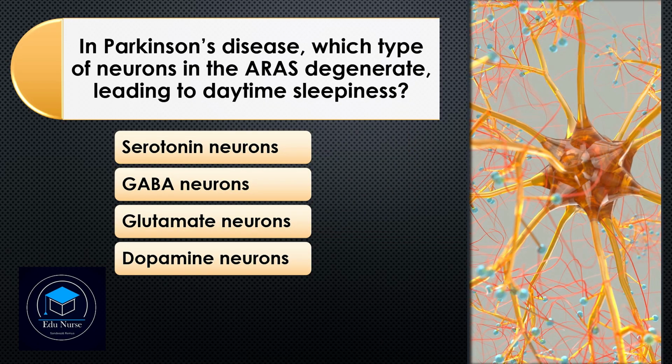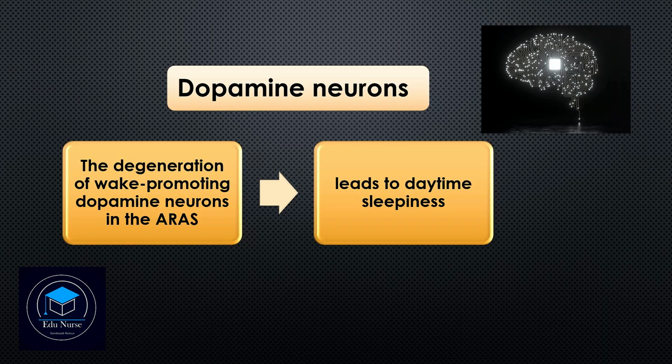Now let us move on to another question. In Parkinson's disease, which type of neurons in the ascending reticular activating system degenerate, leading to daytime sleepiness? And the options are serotonin neurons, GABA neurons, glutamate neurons, dopamine neurons. And the answer is dopamine neurons. The degeneration of wake promoting dopamine neurons in the ascending reticular activating system leads to daytime sleepiness.